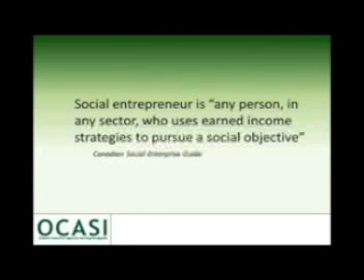So let's look at a definition. First of all, let's think about what an entrepreneur is before I read the definition for a social entrepreneur. An entrepreneur is one who organizes, manages, and assumes the risks of a business or enterprise. This is from Wikipedia. Here's a definition for a social entrepreneur: any person in any sector who uses earned income strategies to pursue a social objective. So a social entrepreneur does not only have to be in a not-for-profit sector, but can also be in the private sector, using private sector businesses to address significant social issues.